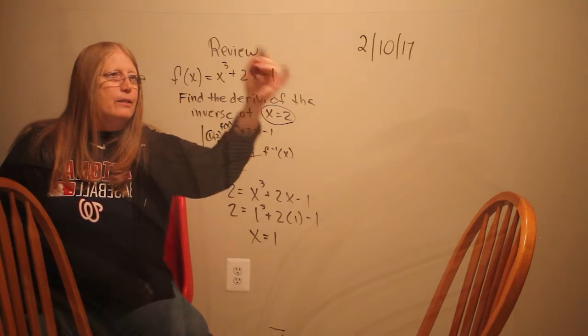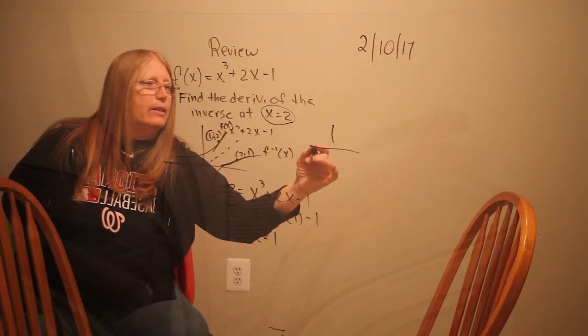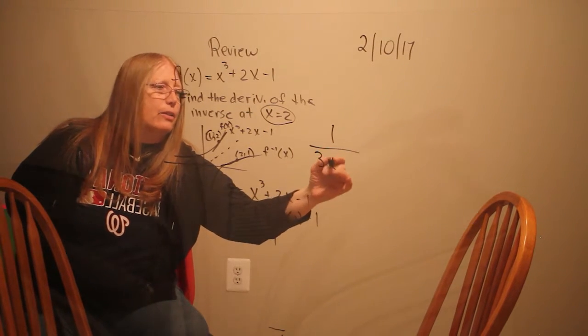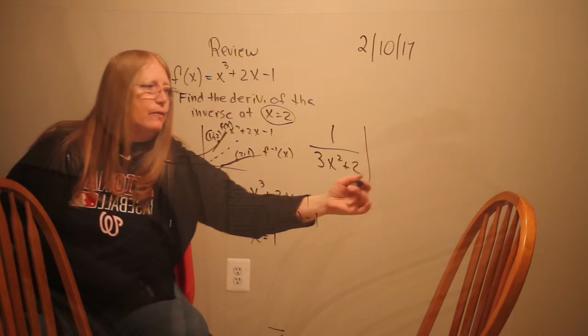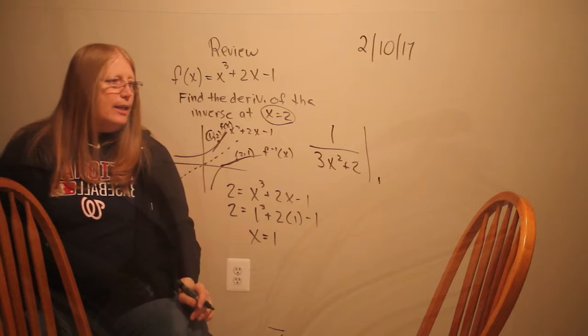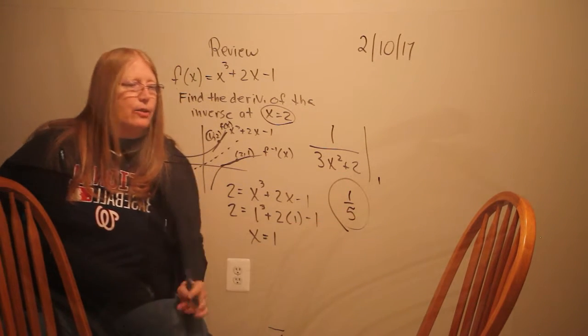So I'm going to take this function, make a reciprocal, find the derivative. It's 3x squared plus 2, and evaluate that at the x value of 1. I get 1/5. That is the answer.